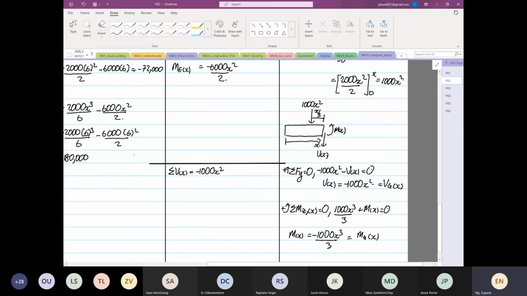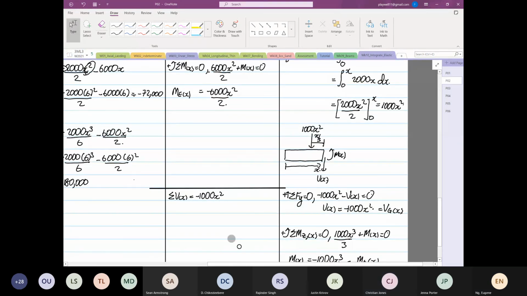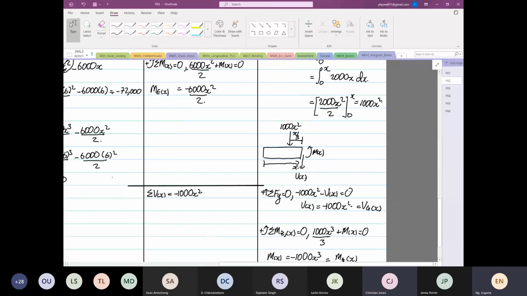Sorry, Eugene, why was the moment 1,000 x cubed over 3? Oh, because it's 1,000 x squared, the force, times x over 3, the distance. Okay, thank you.